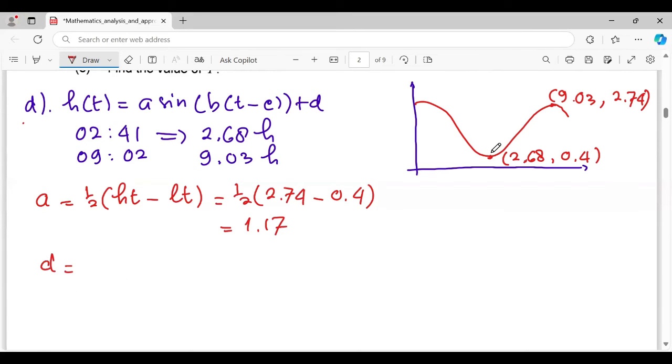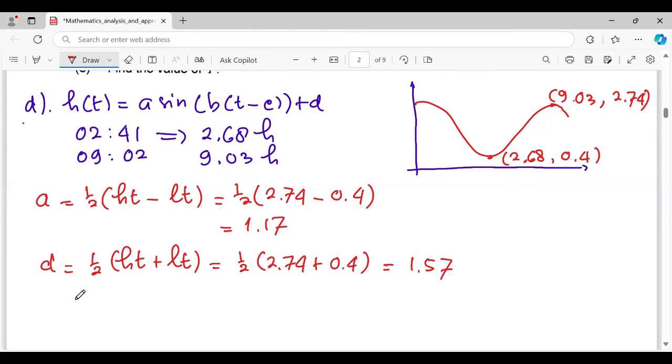Next, D is the vertical shift. The vertical shift is the average of high tide and low tide. Average means half times high tide plus low tide. So half times 2.74 plus 0.4, and the result is 1.57. I have explained this in my classroom.